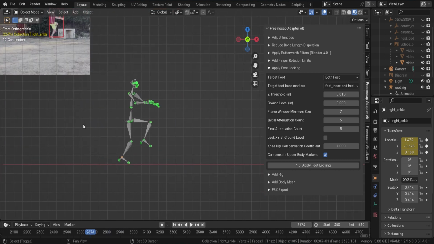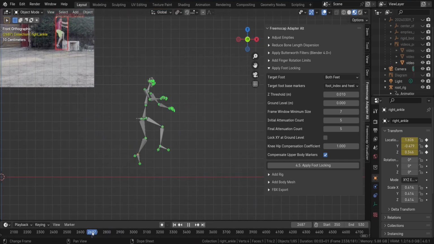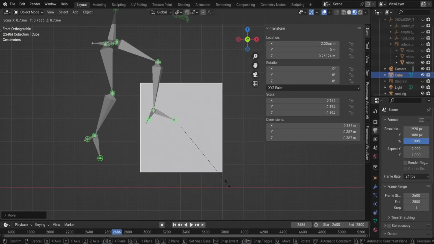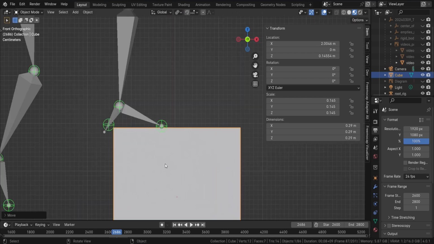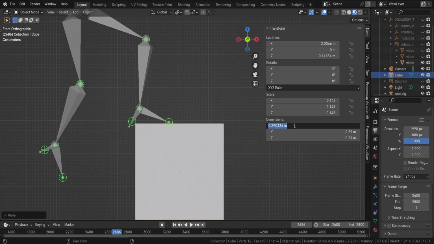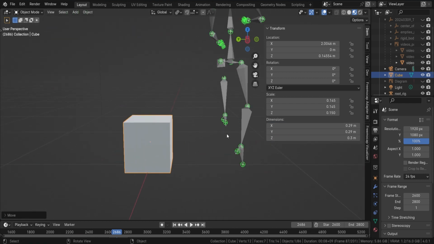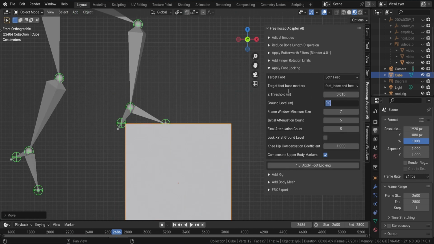For example, in this capture we have some frames where the character steps onto a concrete block. We first get the approximate height at which the character's feet step onto the block. We can use an additional mesh, as the heights of the markers are relative heights, not global. Once we have the height, we set the new ground level, the Z threshold.